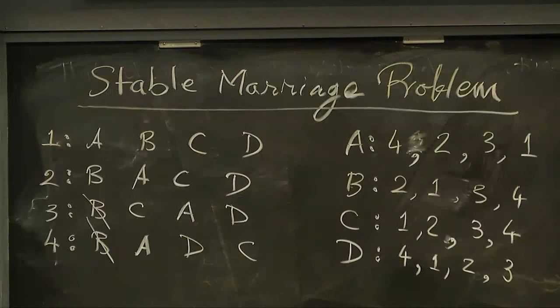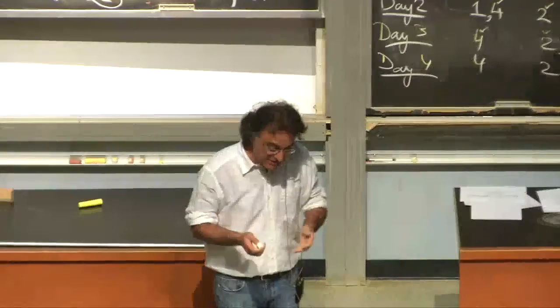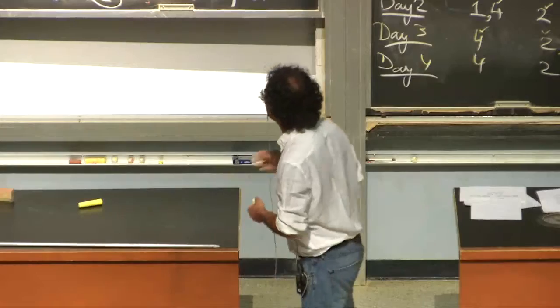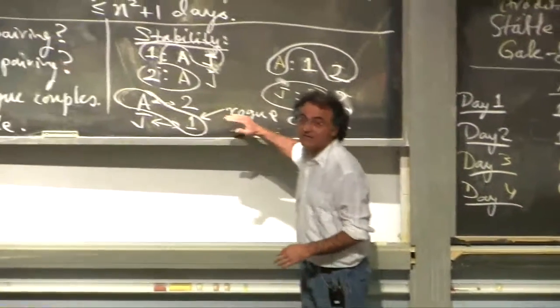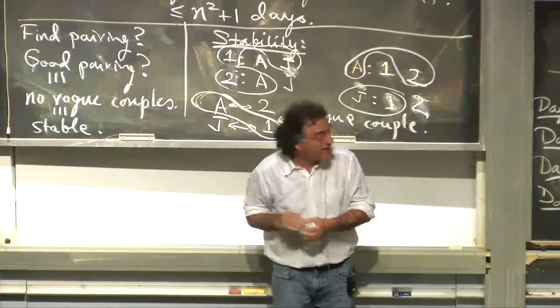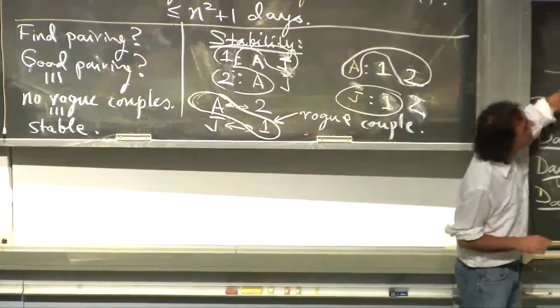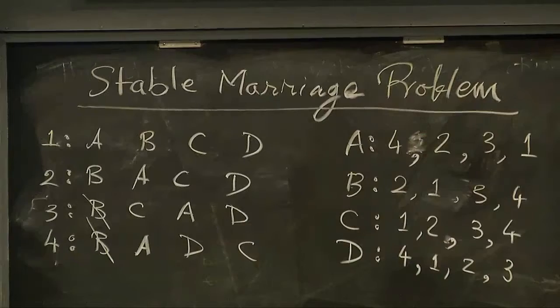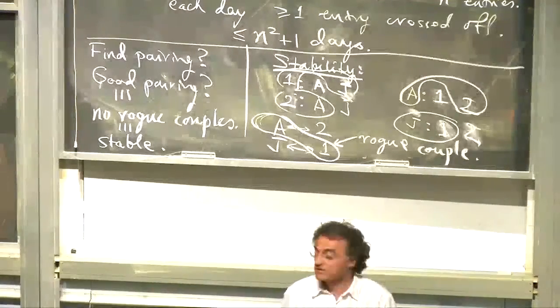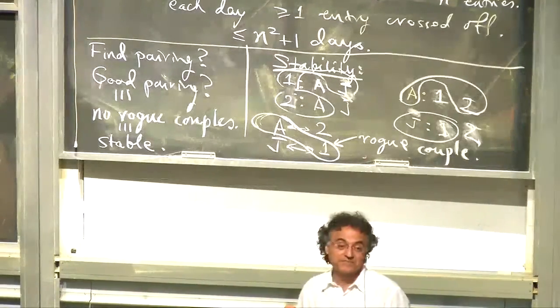We are given this list of n men and n women with preferences. What we are trying to do is come up with a pairing which satisfies this condition, that there are no rogue couples, and therefore it's a stable pairing. And the claim is this particular algorithm that we came up with has the property that it always halts, it always produces a pairing, and the pairing is always stable.